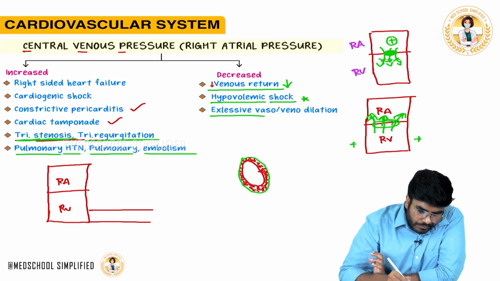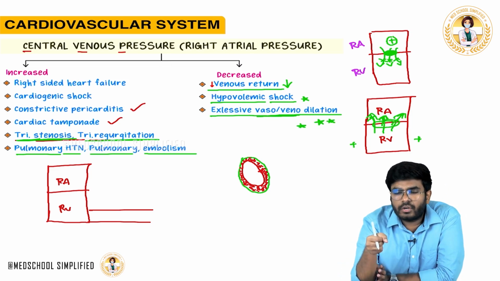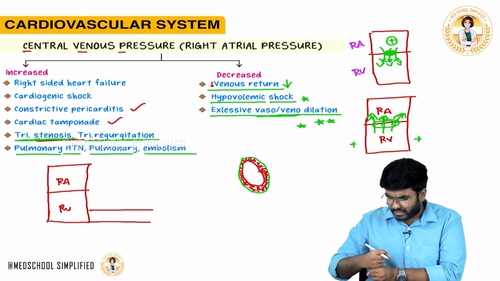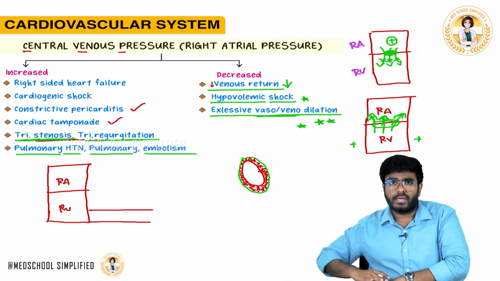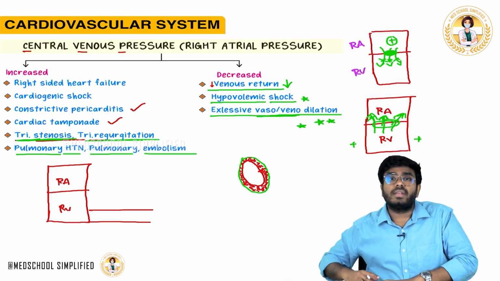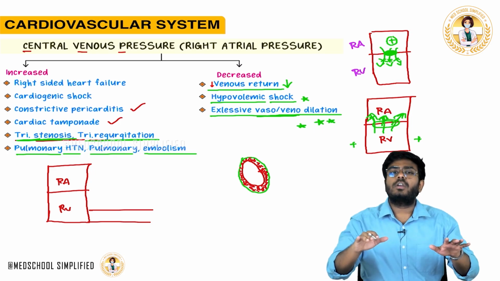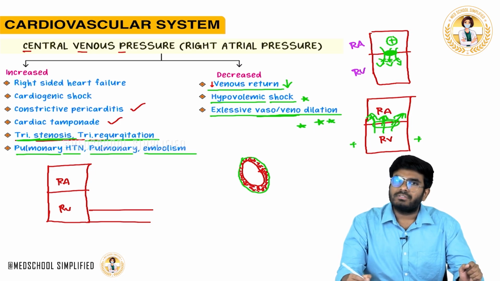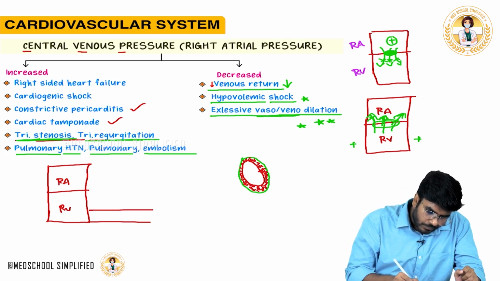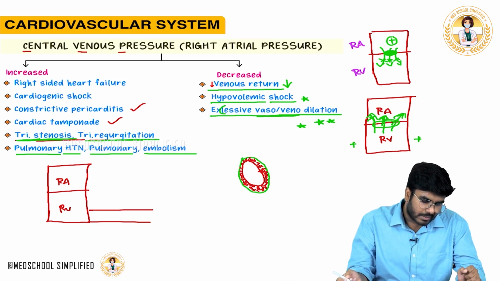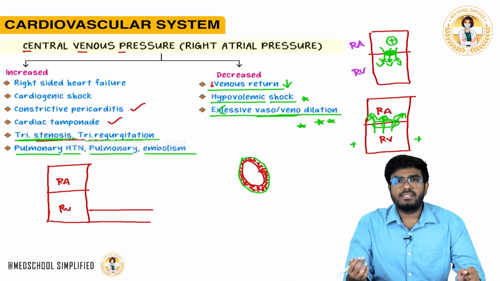And excessive vasodilation. Whenever vasodilation or venodilation occurs, just think and tell me, does the amount of blood going to the heart decrease or increase? Automatically decreases. Whenever there is venodilation, there is peripheral pooling of the blood. Blood is going to pool in the peripheries. The amount of blood coming to the right side of the heart automatically decreases. So automatically right atrial pressure decreases, CVP decreases. So excessive vasodilation or venodilation will also decrease the central venous pressures.